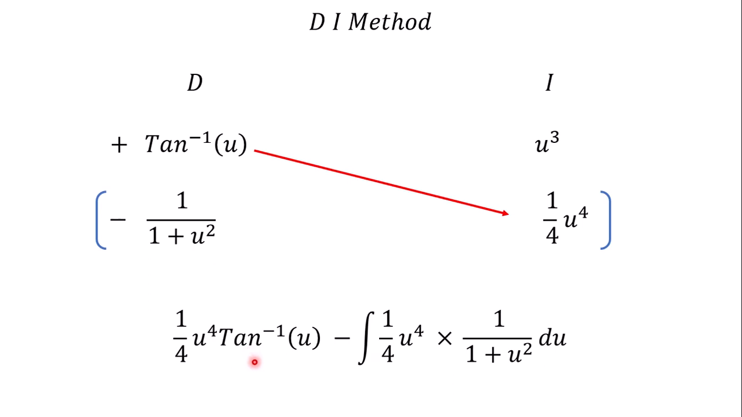But first, you remember I said that the original question was 2 integral of u cubed, u raised to the power 3, multiplied by tangent inverse of u, right? So we are going to multiply that through. I said whatever you get, make sure you multiply it by the 2. Okay, so let's multiply this one by the 2.